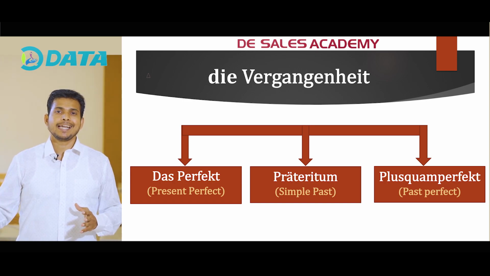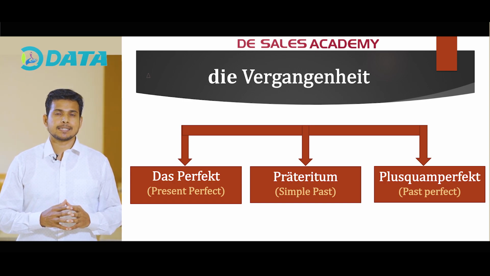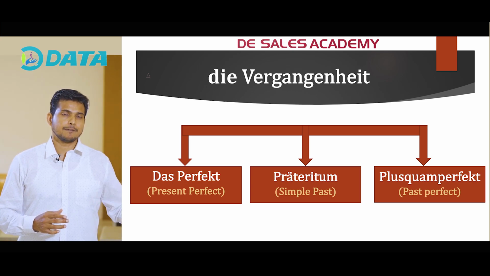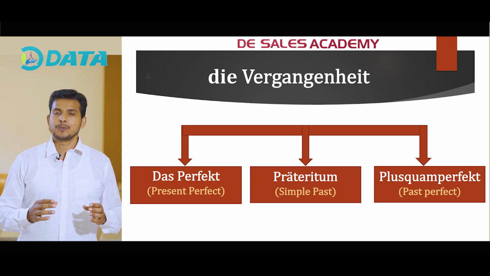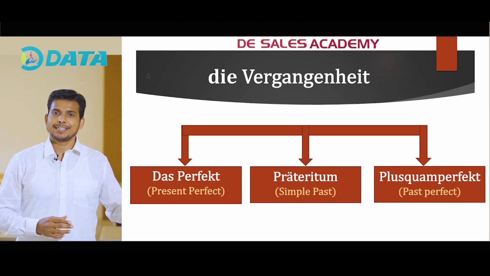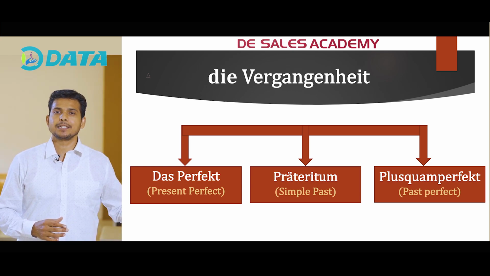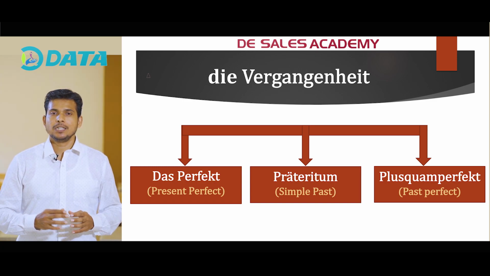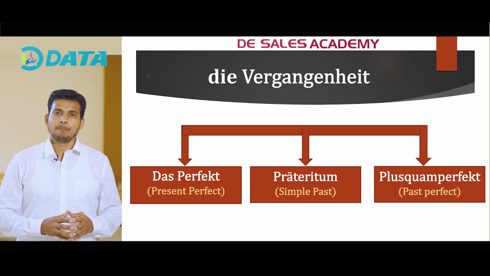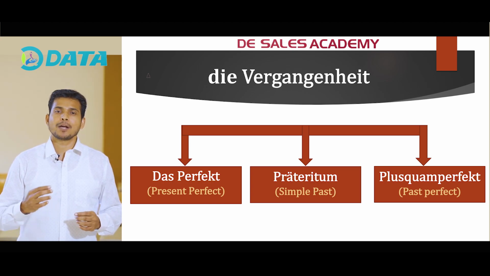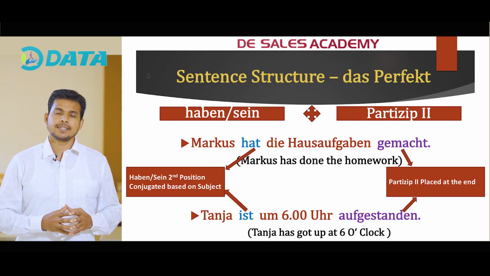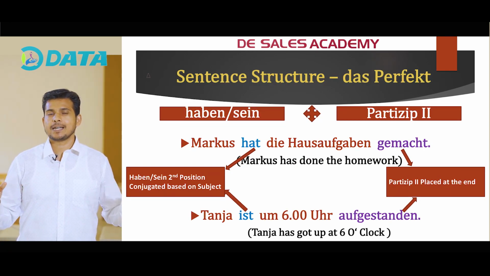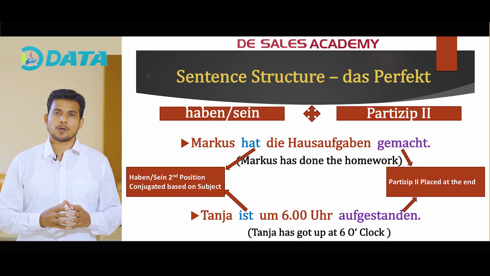In this video, essentially we are going to discuss das Perfekt, which is used to speak about events that have just taken place or have already happened in the past. Usually, perfect sentences are used in spoken language as well as in informal letters. They are used in gesprochener Sprache. Let's see how perfect sentences are made in German.